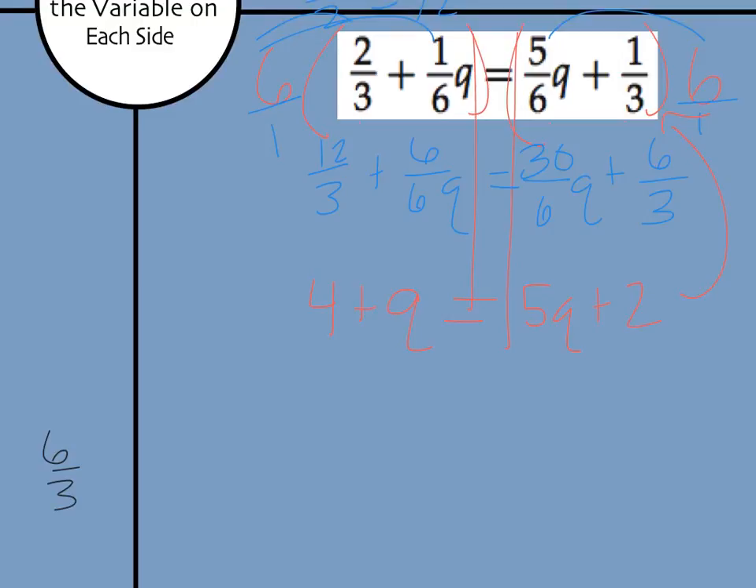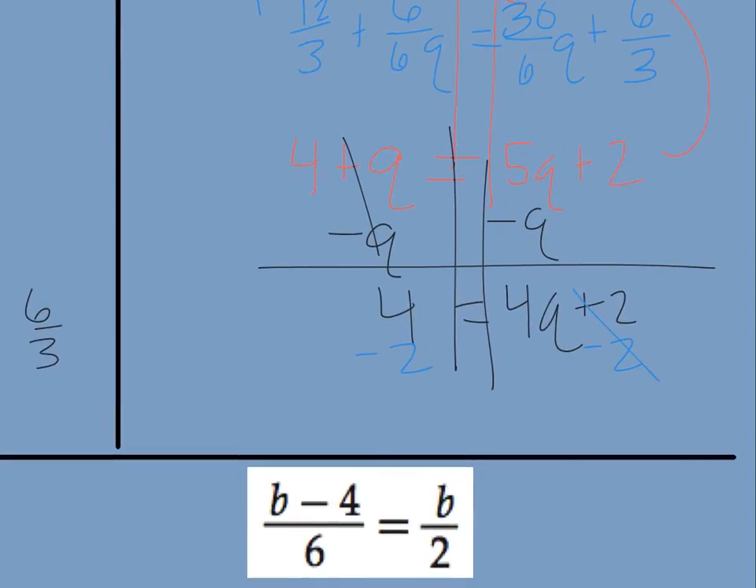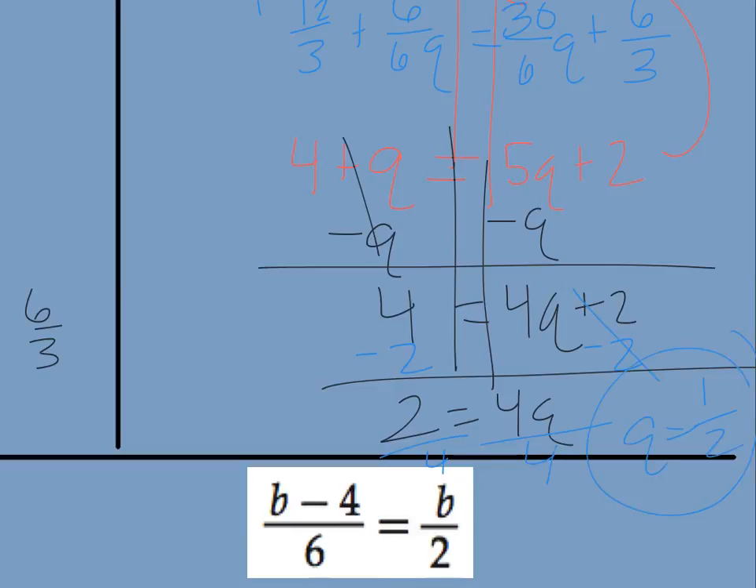So now, no more distribution, no like terms on either side. I'm going to get my variables to one side. Inverse of adding q is subtracting q. Bring my train tracks down further. So I'm left with 4 is equal to 4q plus 2. Bring my 2 over, subtract 2. And I get 2 is equal to 4q. Divide by 4. I get q equals 1/2.